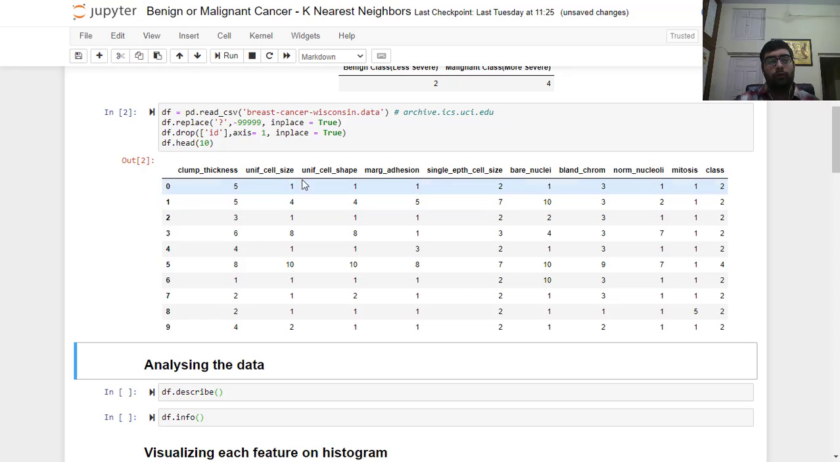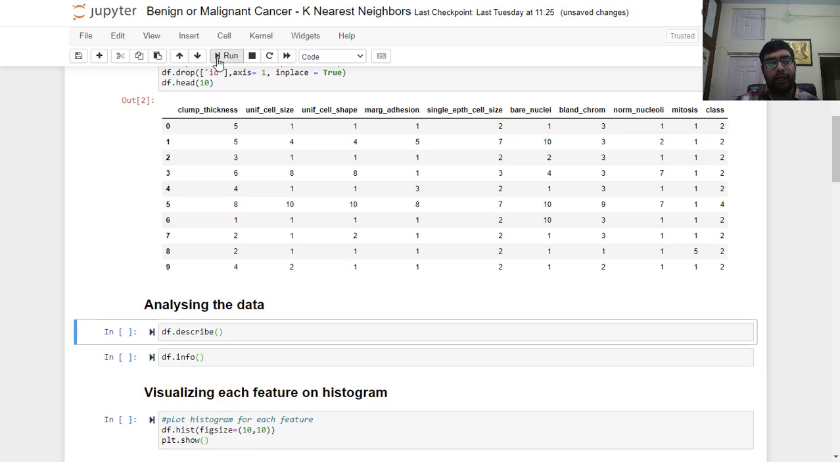As we can see, we have the features: clump thickness, unit cell size, unit cell shape, marginal adhesion, single epithelial cell size, bare nuclei, bland chromatin, normal nucleoli, mitosis, and class. Class is the target variable which we have to predict with our machine learning algorithms; 2 is for benign, meaning less severe chances of having cancer, and 4 is for malignant, meaning more chances of having cancer. These features have values like 10, 7, 5, 4, 1. So we'll get the details of our data.